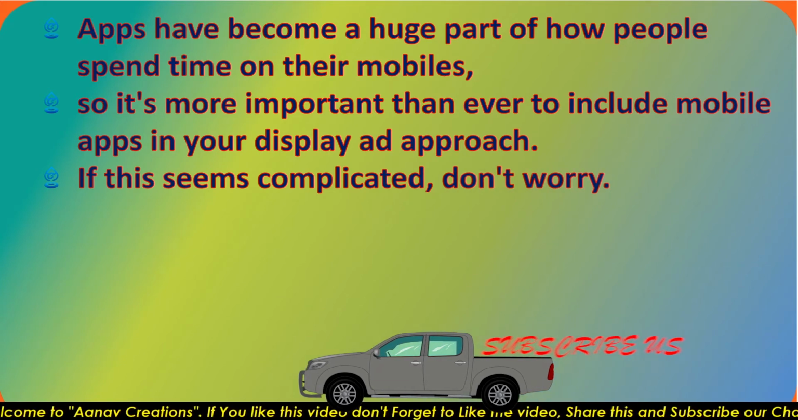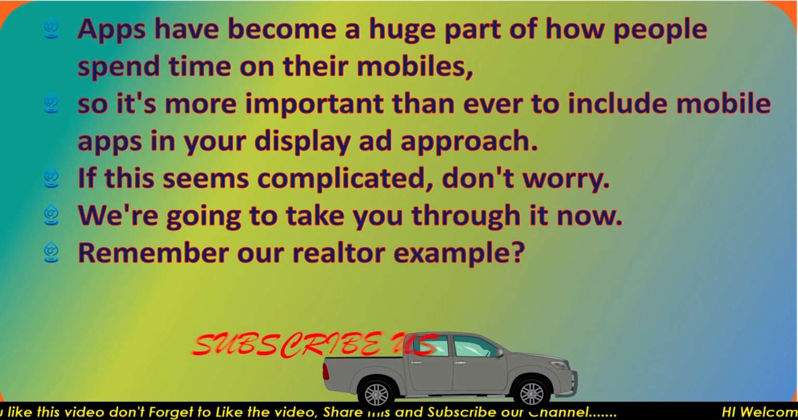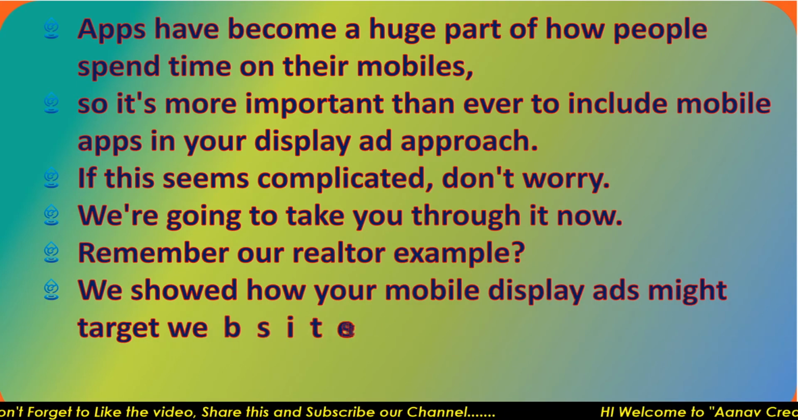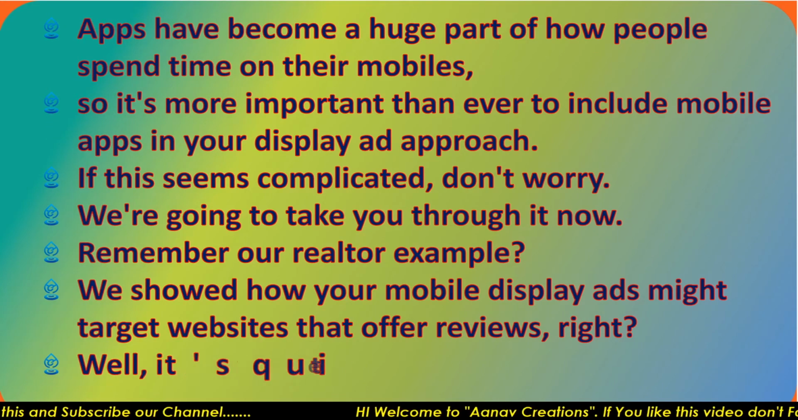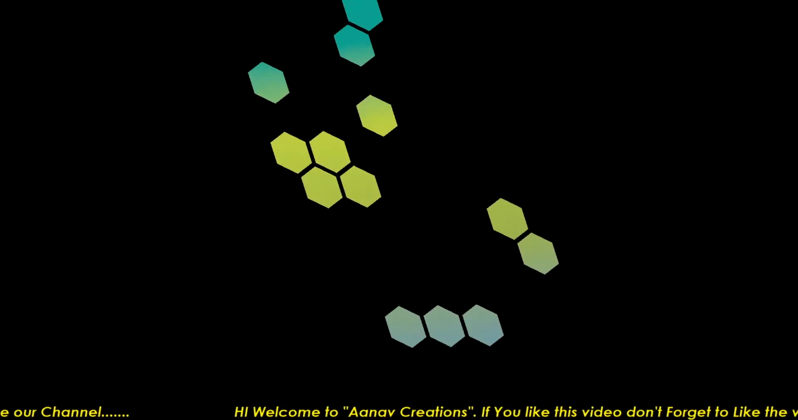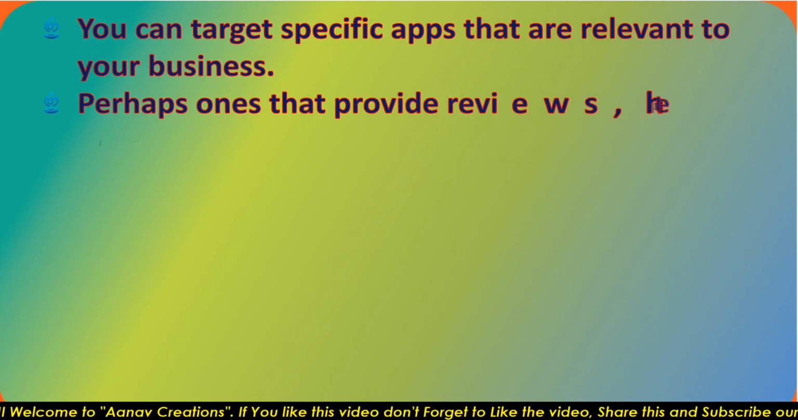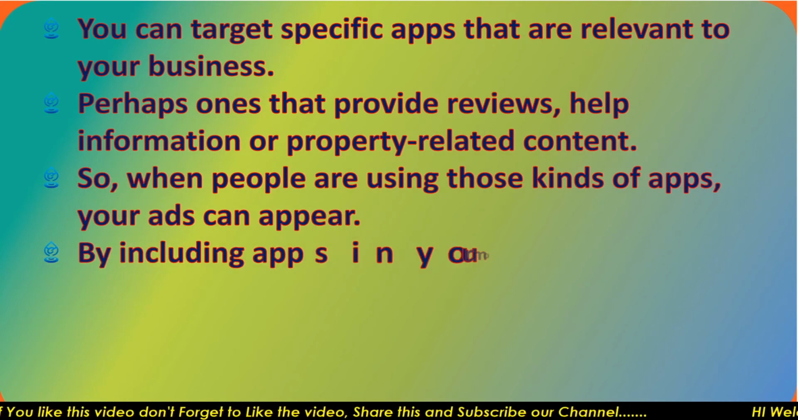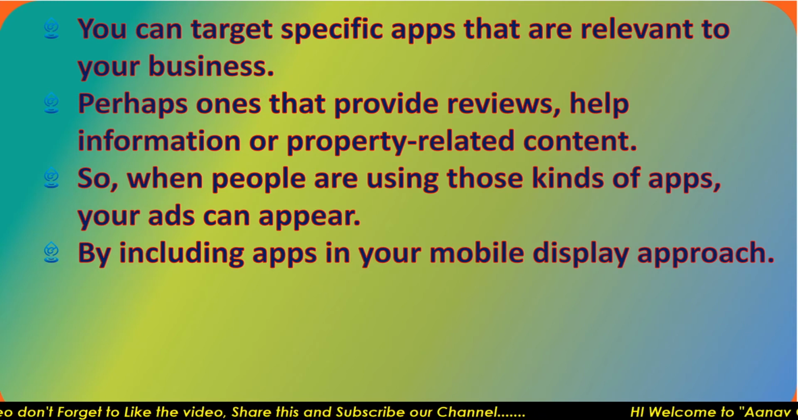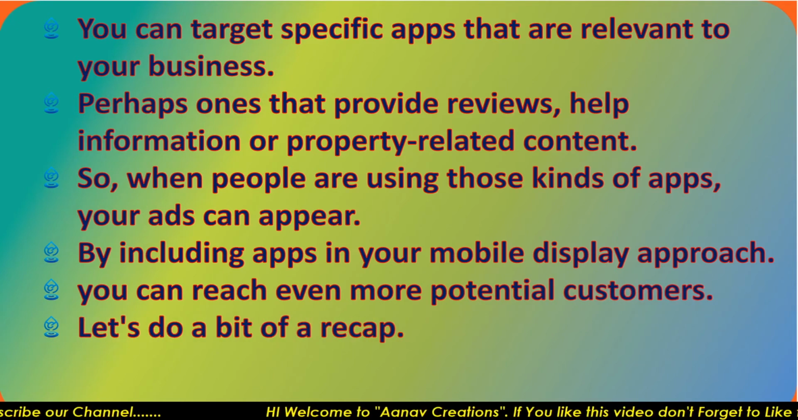If this seems complicated, don't worry, we are going to take you through it now. Remember our earlier examples. We showed how your mobile display ads might target websites that offer reviews, right? Well, it's quite similar to the apps for you. You can target specific apps that are relevant to your business. Perhaps ones that provide reviews, help information or property related to content. So when people are using those kinds of apps, your ad can appear. By including apps in your mobile display approach, you can reach even more potential customers.